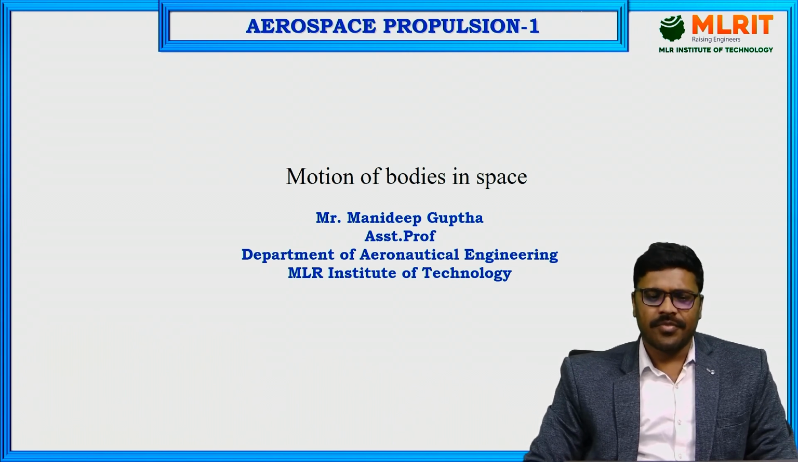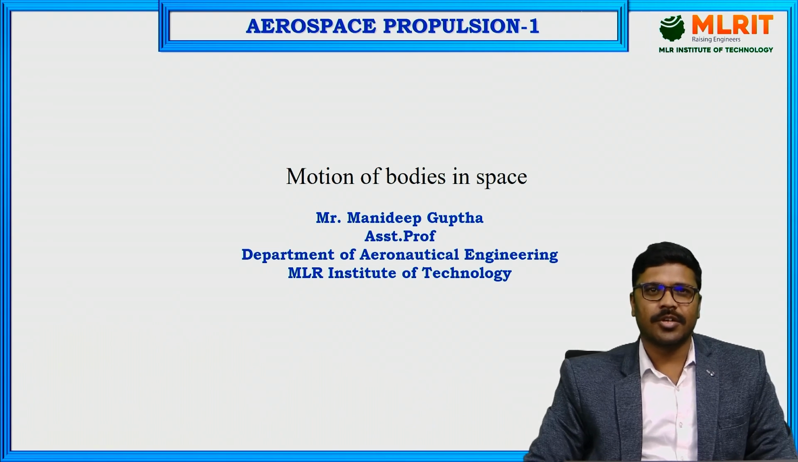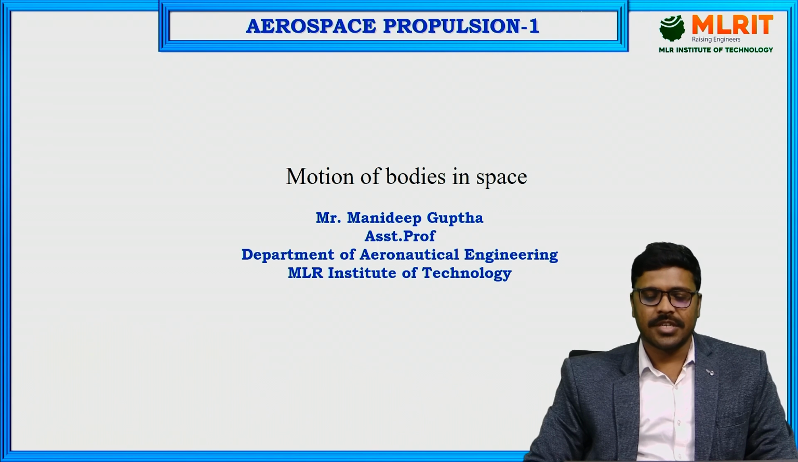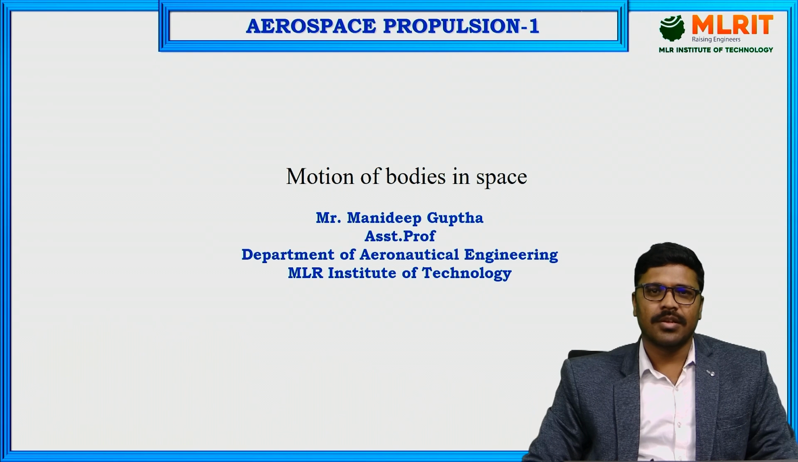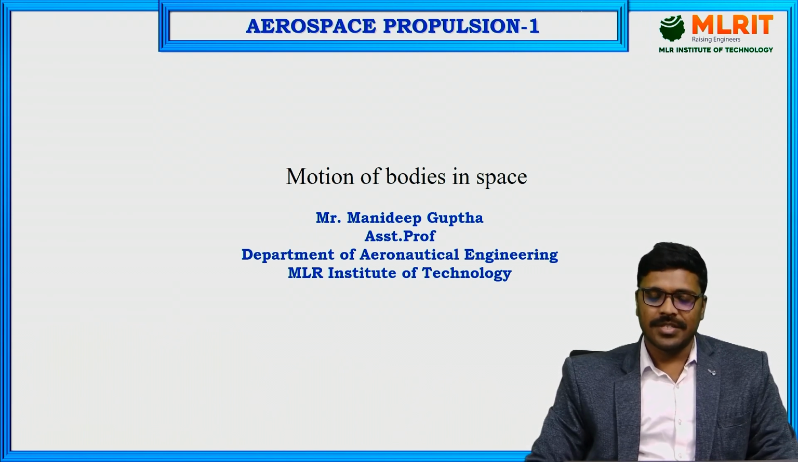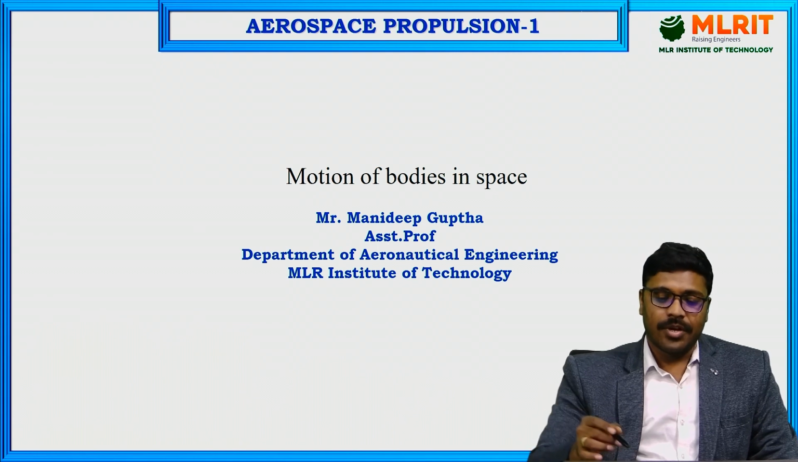In the series of lectures Aerospace Propulsion 1, today we are going to discuss the topic motion of bodies in space. In the previous lecture, we discussed Newton's law of gravitation and how different bodies attract each other in the universe. Each body attracts the other body, so a resultant force acts on all bodies. Now we are going to discuss how the motion of bodies happens in space.